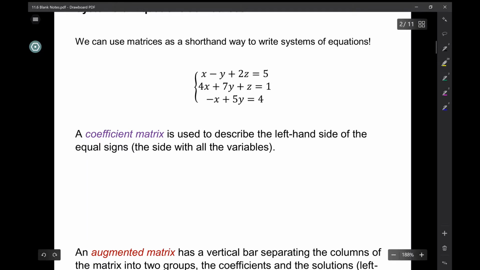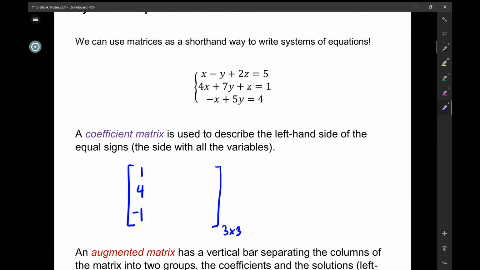We're going to write this as a 3 by 3 matrix because each variable has 3 coefficients, and there are 3 variables. I'm going to write the coefficients on x in the first column, so that's 1, 4, and -1. The coefficients for y go in the second column, -1, 7, 5, and the coefficients for z in the third column, 2, 1, and there is no coefficient, so I'm going to use a 0 as a placeholder. That's called the coefficient matrix.